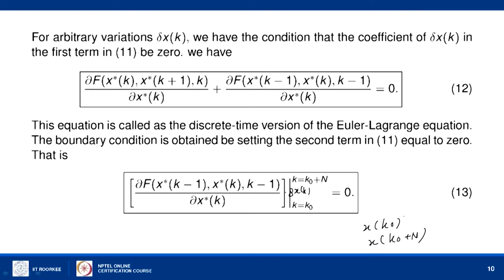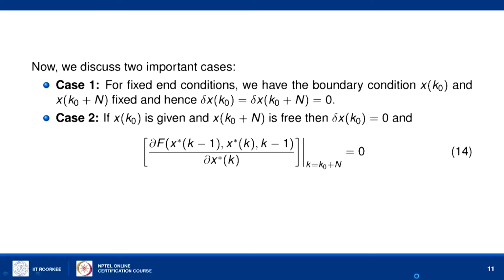But in case x of k0 is given but the final position is not given, the final time k0 plus n is given, but x of k0 plus n is not given and it is free, then we need the boundary condition from here, because the variation del x of k0 plus n will be arbitrary in that case. So we get a condition del f by del x star evaluated at k0 plus n should be equal to 0, which will turn out to be the boundary condition for such a problem.